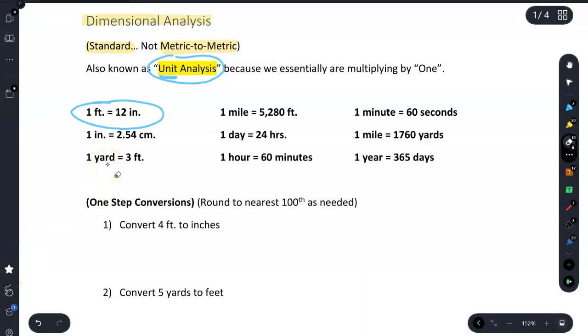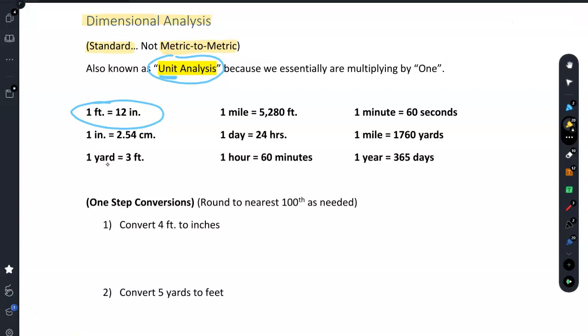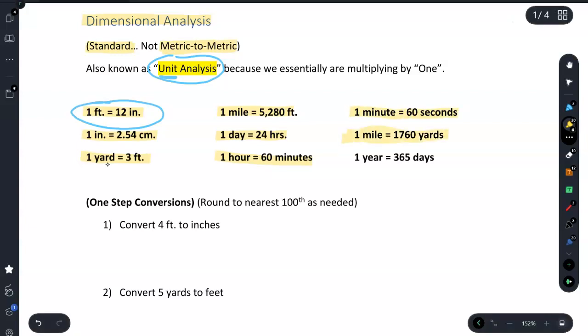Okay, and like I highlighted, I'm going to use some common conversions here for this video. So 1 foot is 12 inches, 1 inch is 2.54 centimeters, 1 yard is 3 feet, 1 mile is 5,280 feet, 1 day is 24 hours, 1 hour is 60 minutes, 1 minute is 60 seconds, 1 mile is 1,760 yards, and 1 year is going to be 365 days.